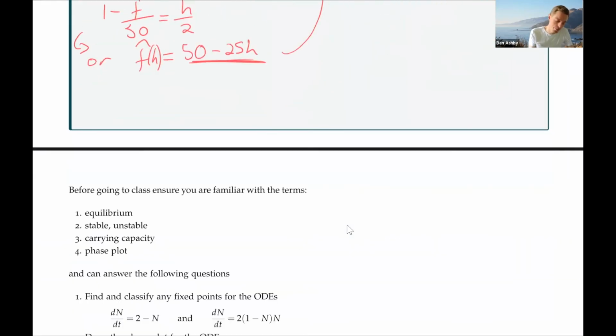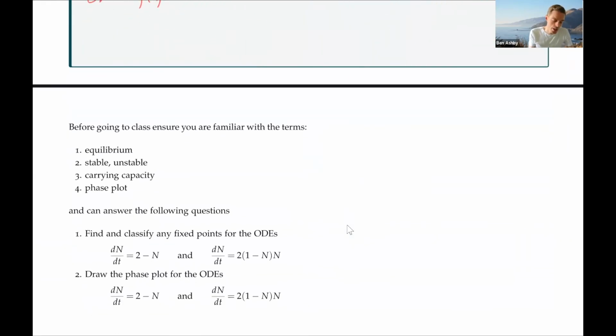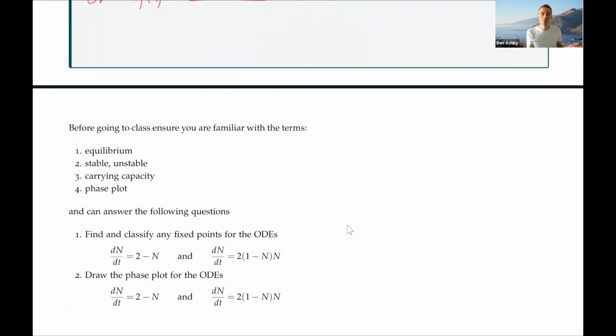Okay, that's it for today's class. Please make sure you are familiar with all of the terms that we've covered today, in particular what an equilibrium is, what do we mean by an equilibrium being stable or unstable, and what do we mean by a phase plot. Okay, thanks very much.